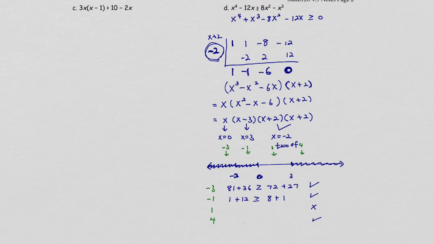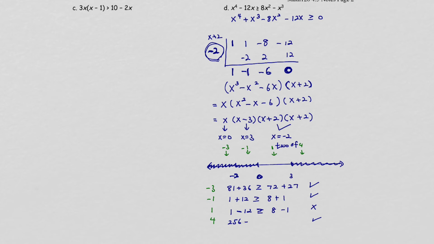And it is 13 is greater than 9, right? And if we plug in 1, that will be 1 minus 12 and 8 minus 1, which is not true, right? This is a negative number. This is positive 7, so that cannot be greater. If we plug in 4, this is going to be a large number. 4 to the 4th exponent is 256.